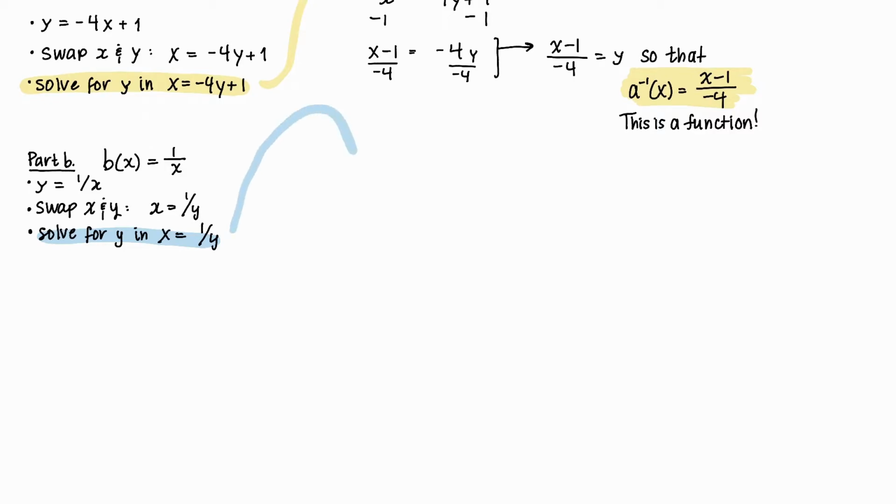So I'm going to move this up here just like before. Let's solve for y in x equals 1 over y. There's only so many things we can do here. So maybe what you might try to do is multiply both sides by y, to get xy is equal to 1. And then to solve for y, I just need to divide both sides by x, so that y is equal to 1 over x.